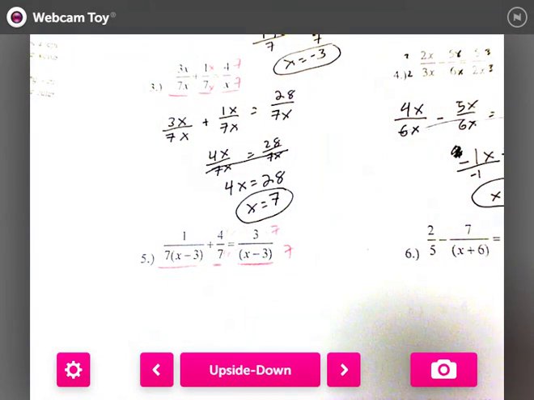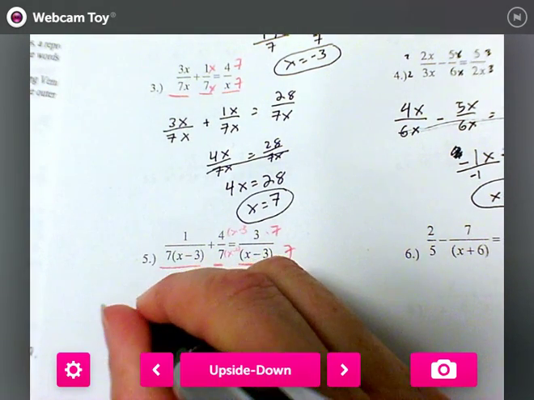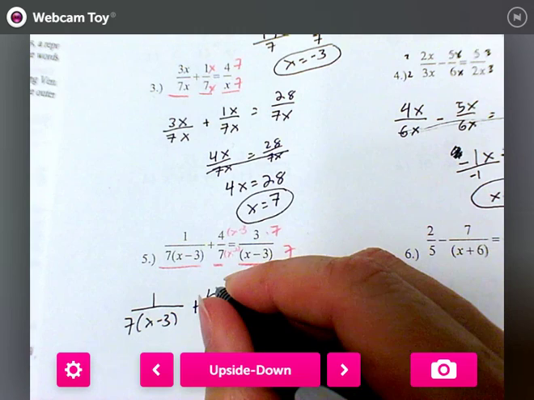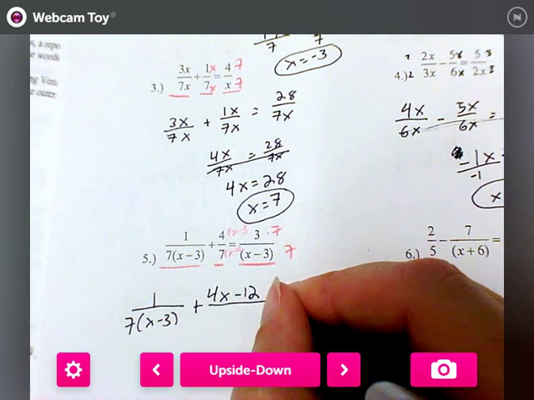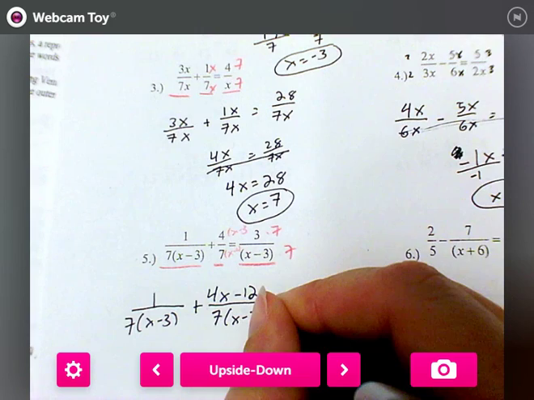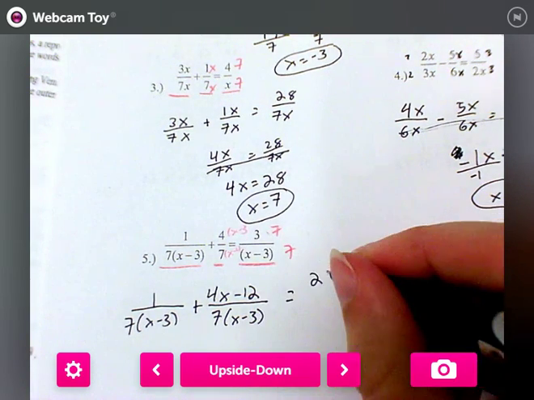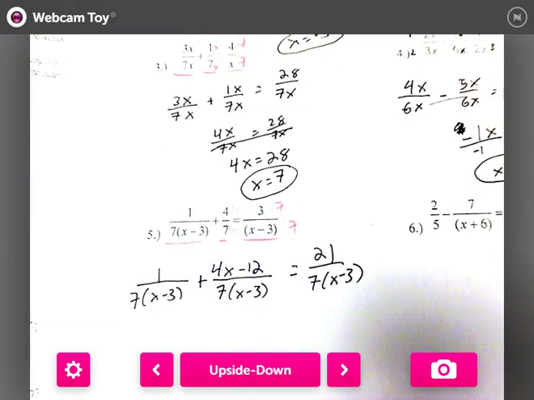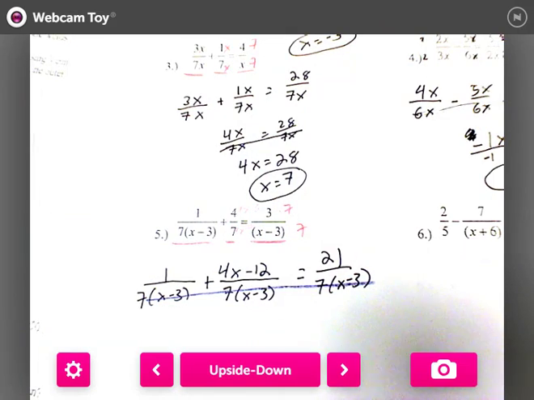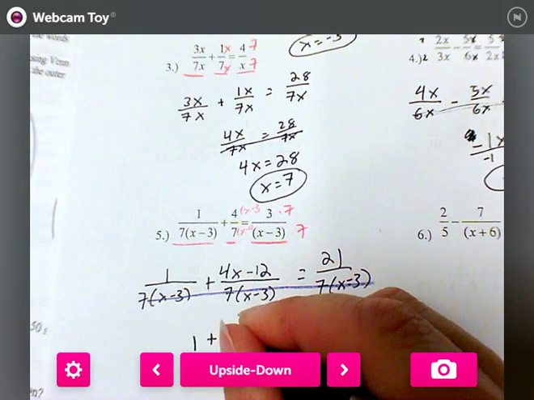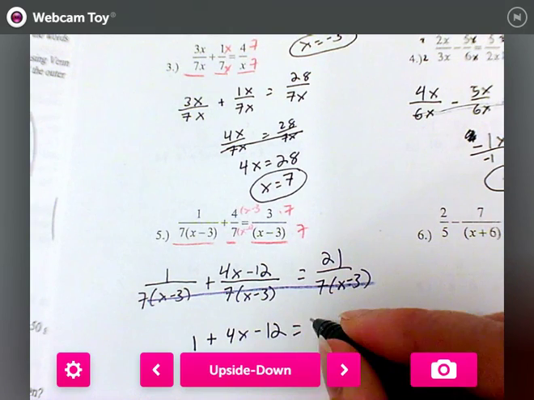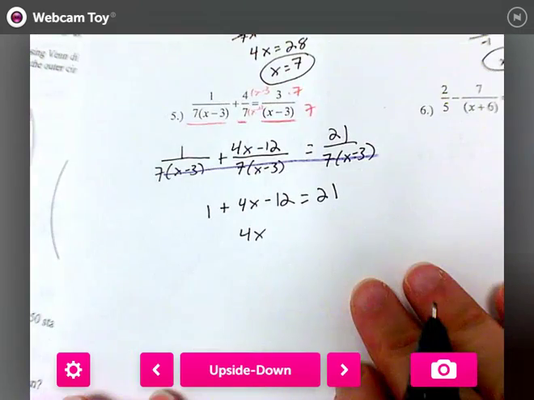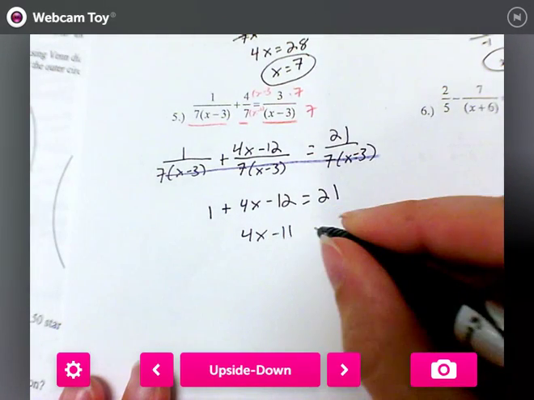So I have 1 over 7 times x minus 3 plus, and I'm going to distribute as I go just to make it easier, 4x minus 12 over 7 times x minus 3 equals 3 times 7 is 21 over 7 times x minus 3. Right? And then I know all of these are going to cancel out because I'm going to multiply them by them and I'm going to get them. So I get 1 plus 4x minus 12 equals 21. So 1 and -12 is, I'm going to scoot this up, -11 equals 21.